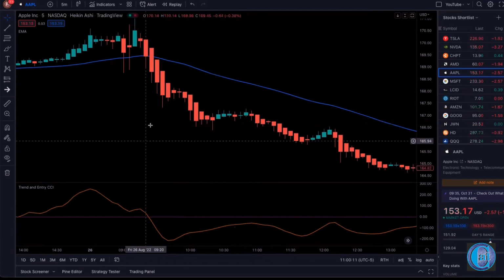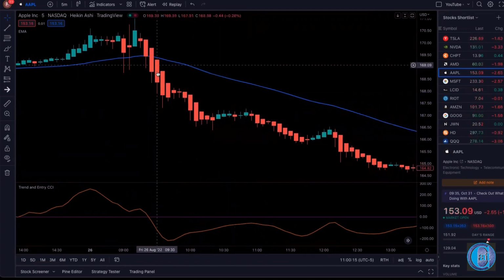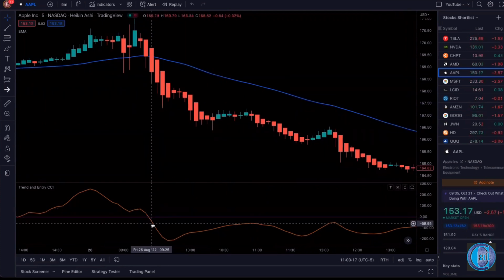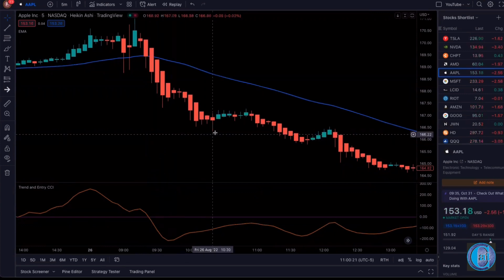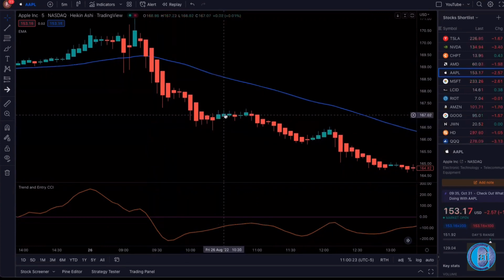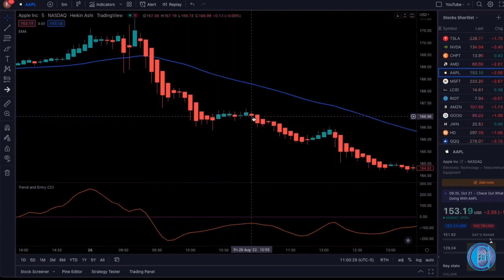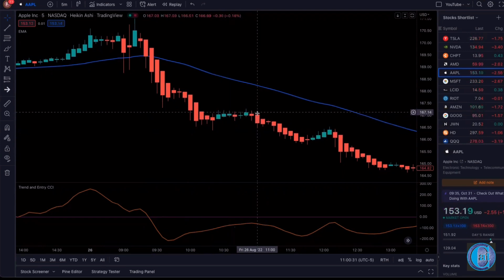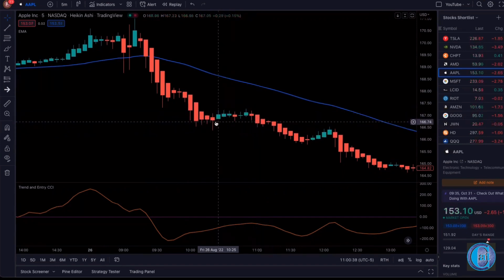So for instance, over here, price action closed below the 50 EMA. The orange line is below the zero level. Now you wait for it to test. There you go. You got some green bars. And then you're waiting for a red candle. And on this one, you don't want a wick above it, only below. No wick above the Heikin Ashi candle on the red.